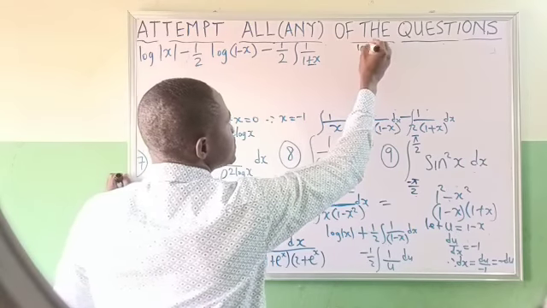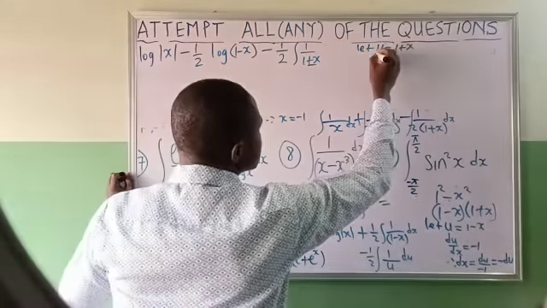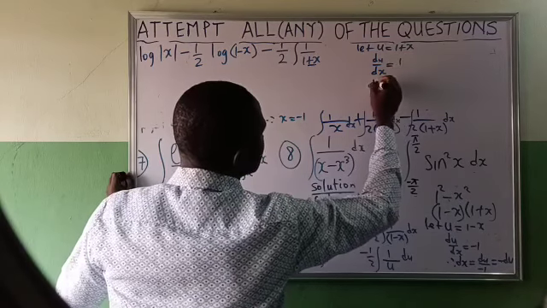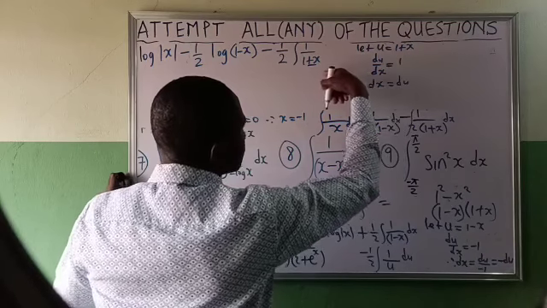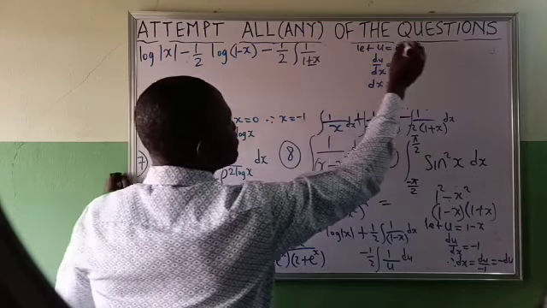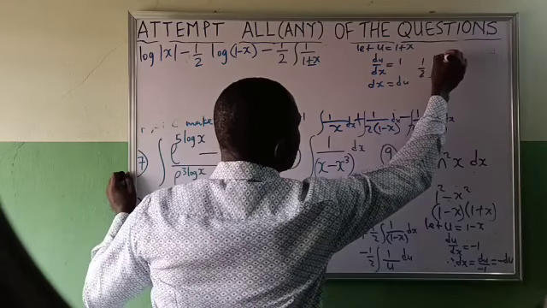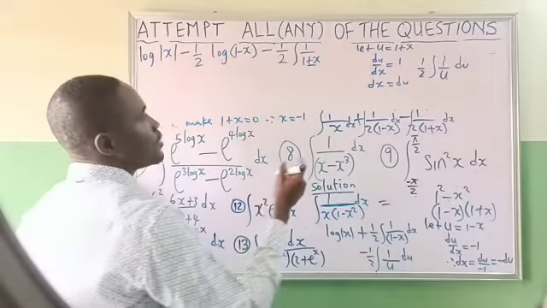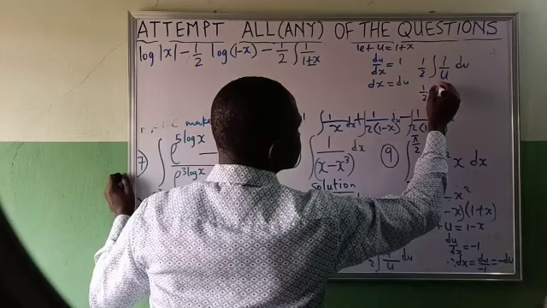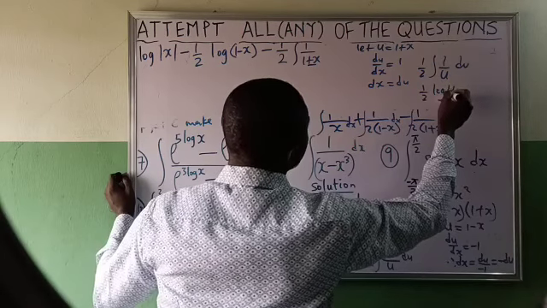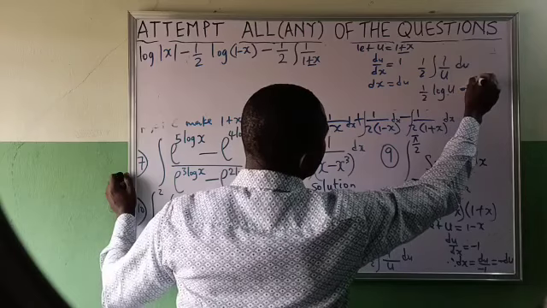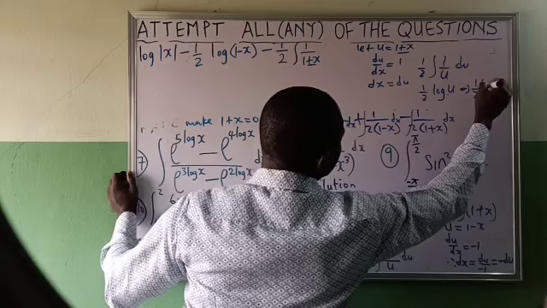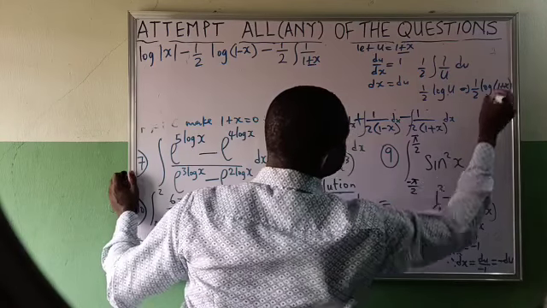Then it now means let u equal to 1 plus x. du dx is equal to what? 1. dx is equal to du. So I can now say that this means 1 over 2 integral 1 over u du, because I've replaced the x with the u. Then the integration of this will give you 1 over 2 log u. And your u is at this point 1 plus x. That gives 1 over 2 log of 1 plus x.